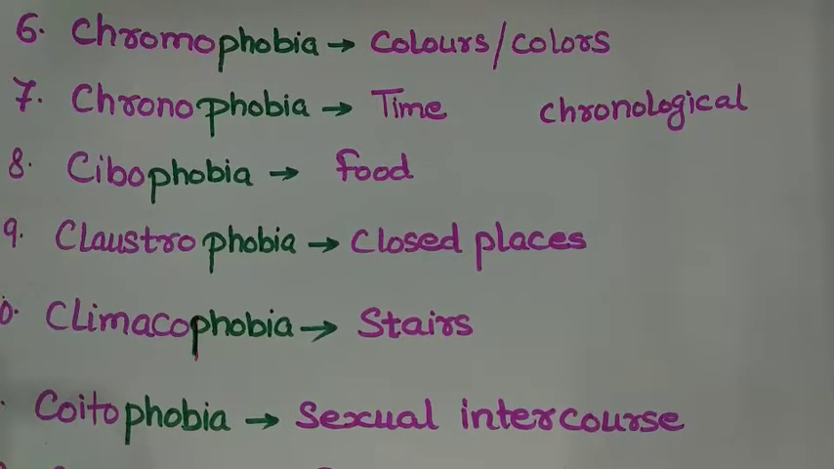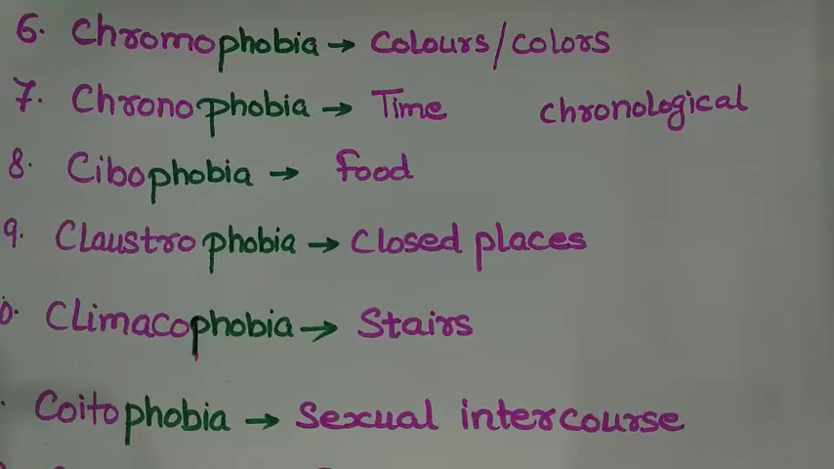Next is claustrophobia, and claustrophobia is a phobia of closed places. Generally, we see that people who are asthmatic feel so. They do not feel comfortable when they are in such a narrow or closed place. So such a phobia is called claustrophobia.